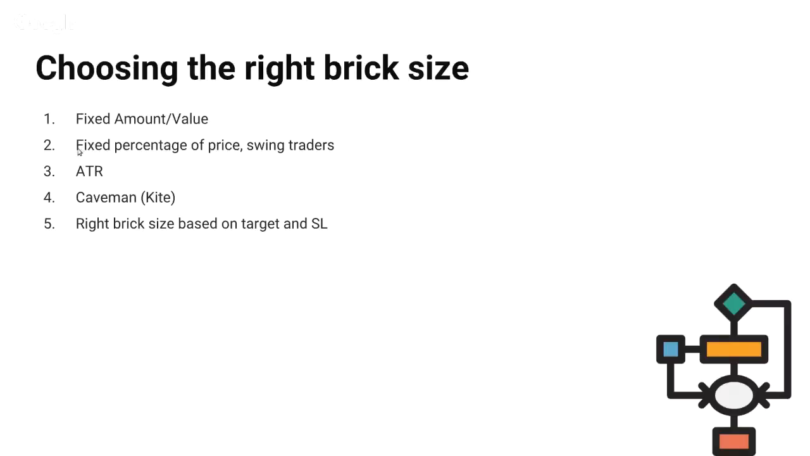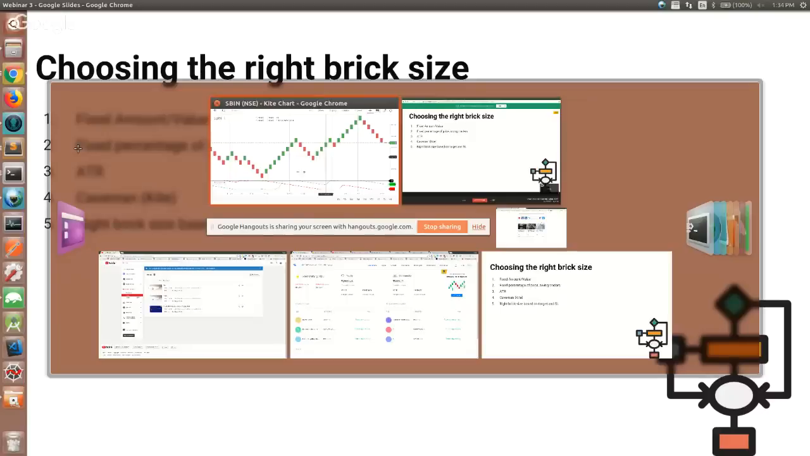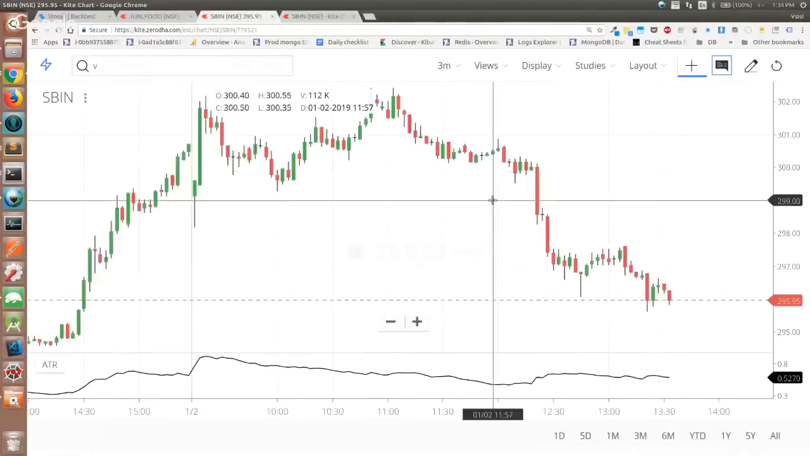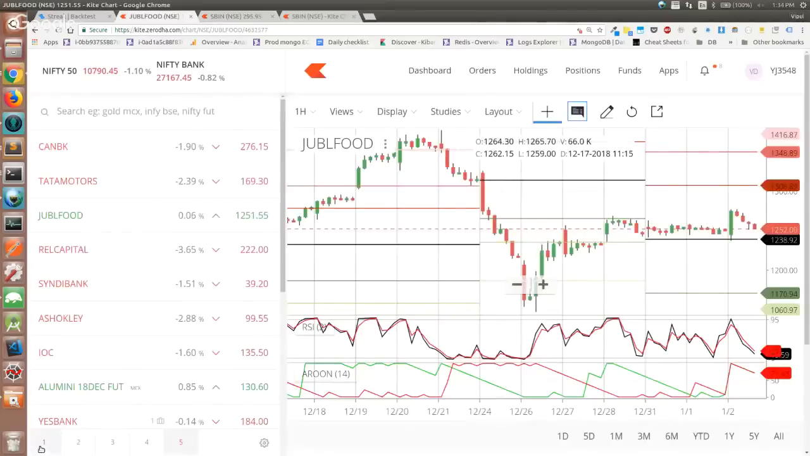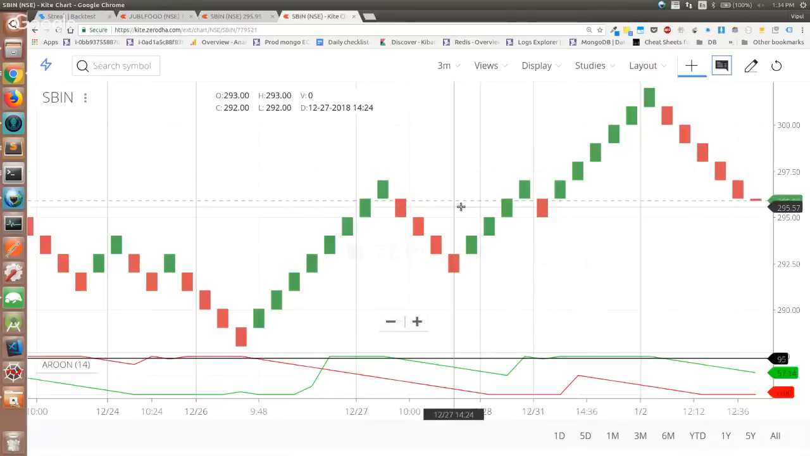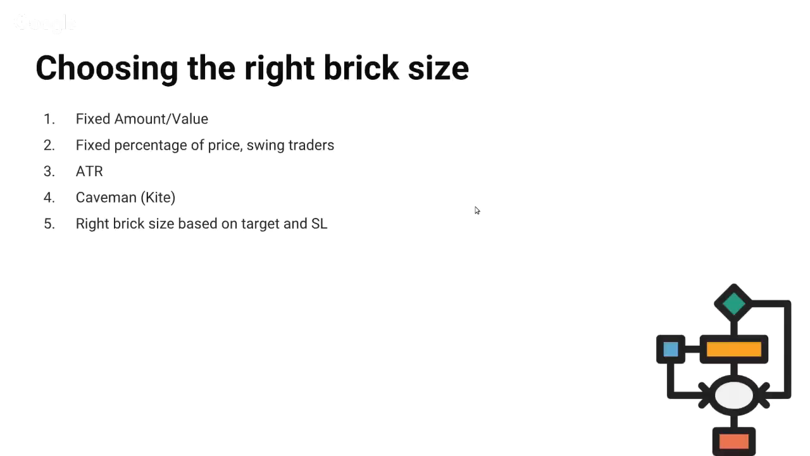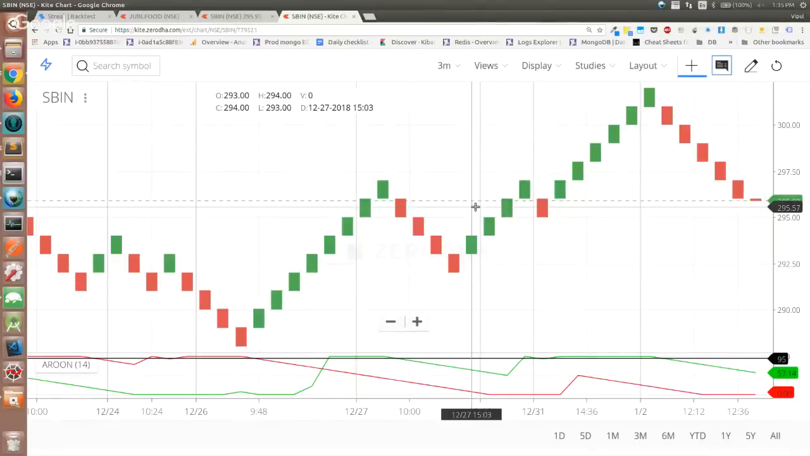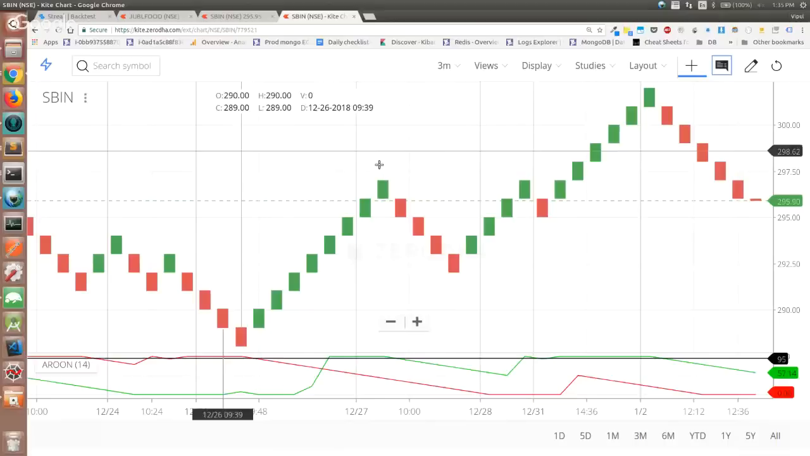The other way people choose, especially swing traders, is a fixed percentage of price, right? So I know that SBI generally moves about, let's see how much SBI moved today. SBI moved 1.2% today, right? On a good day, SBI moves around 1.52%. Now my brick size can be 0.75 to 1%. That's a price based value. Again, it will differ for different stocks, but you can take the percentage value of what a stock generally moves in a day, or basically what the stock price itself is. So this here says percentage of the price.